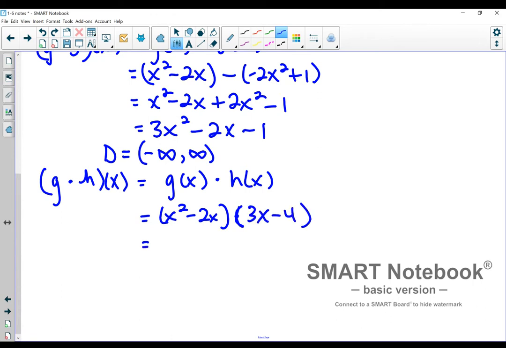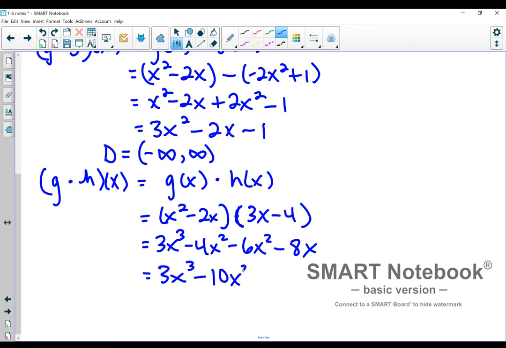So now I need to go through and distribute. So let's see, 3x cubed minus 4x squared minus 6x squared minus 8x. And then we'll put our middle terms together again, 3x cubed minus 10x squared minus 8x. And again, there's no fraction, there's no square root, so I know that I can have any real number for x. So my x's will go all the way from negative infinity to positive infinity.